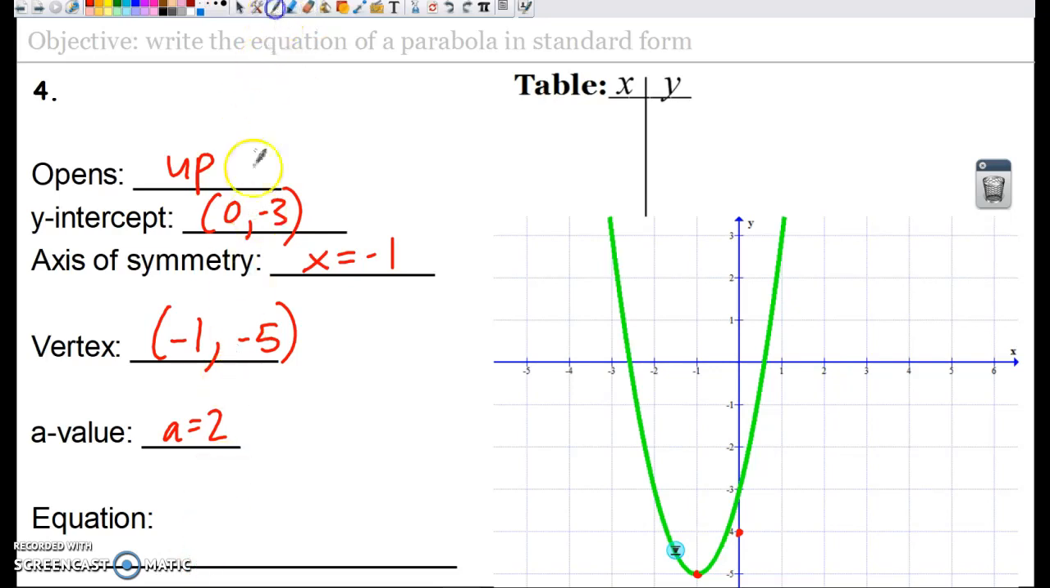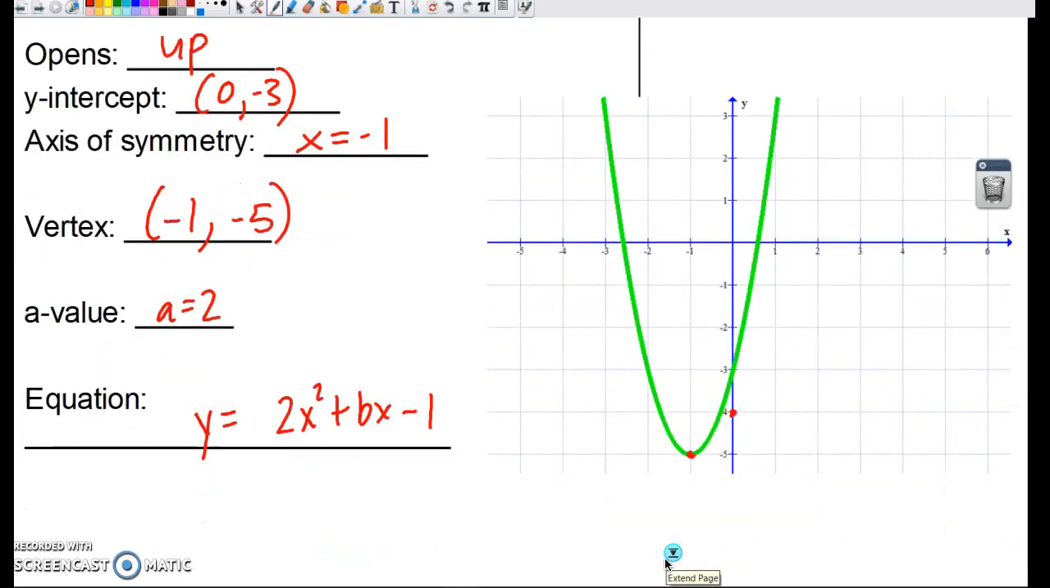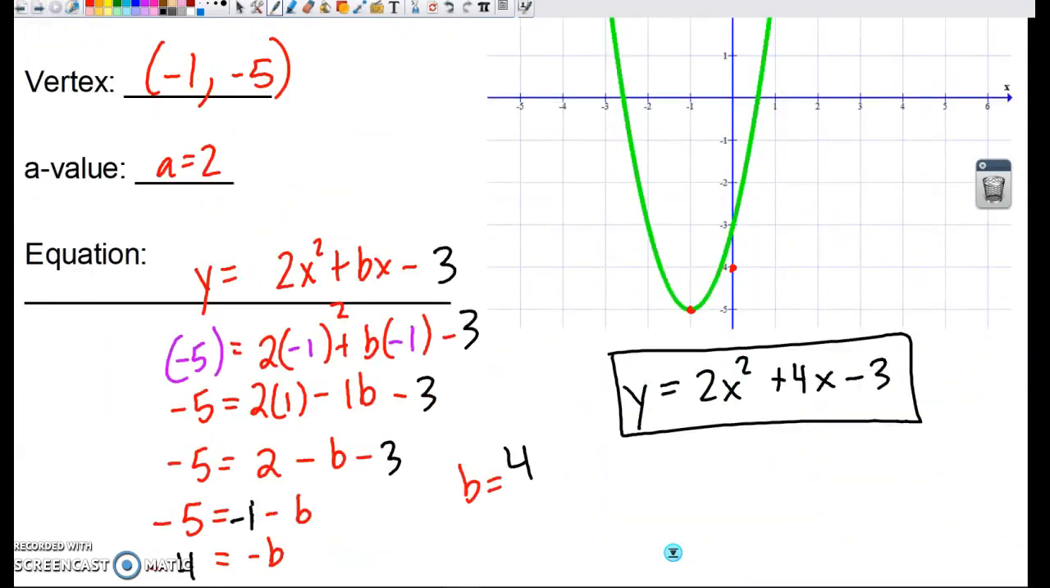So I'm going to use y equals, it looks like 2 times x squared plus b times x minus 1. And I have to plug in the vertex, which I'm going to do off camera here to find out what the b value should be. There you have it. I noticed I made a mistake. I used -1 instead of -3. So if you follow my math down, you'll get b is 4, and I can write my equation.